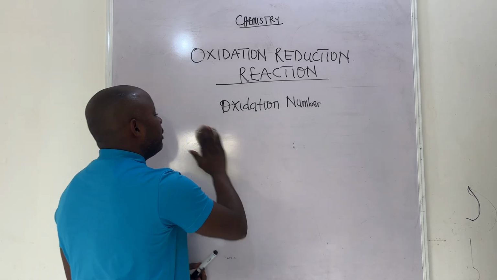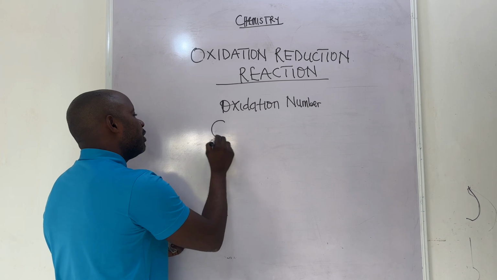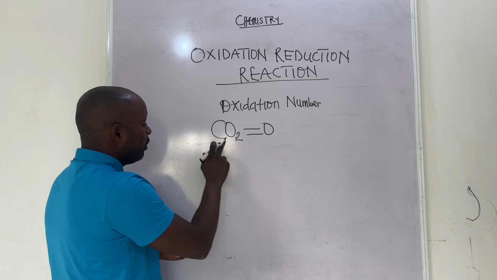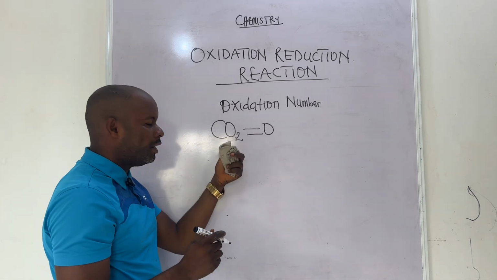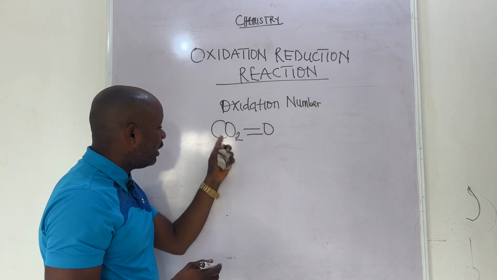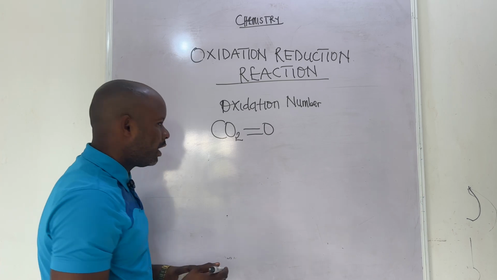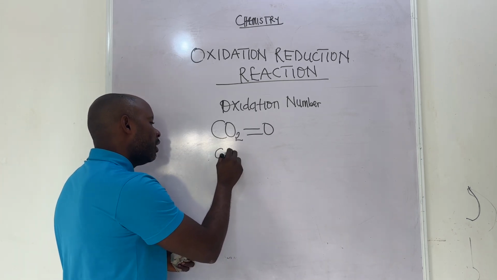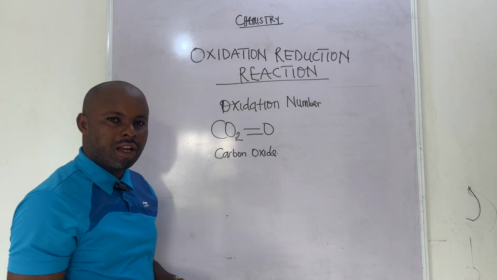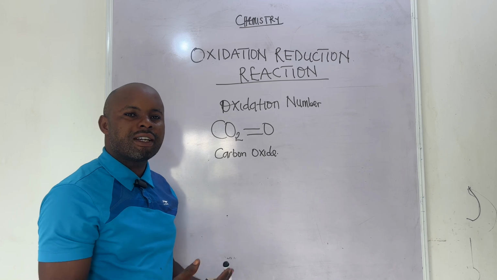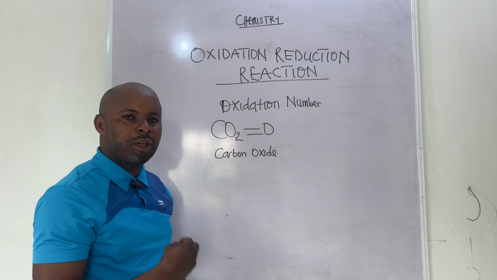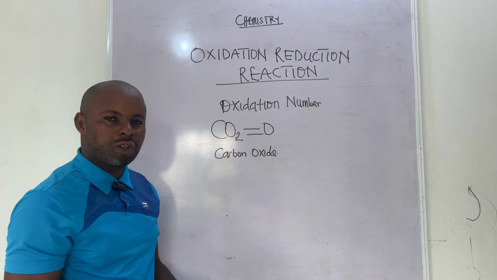Let's use a very good example. We said the sum of the oxidation numbers of a compound is equal to 0. That is to say, we know that this is carbon oxide. Since carbon exists in two states, 2 and 4, we should be able to know the state at which this carbon is reacting with oxygen. As a chemist, if I say I'm using carbon oxide, I will be asked which of the carbon oxides I am using in my experiment.